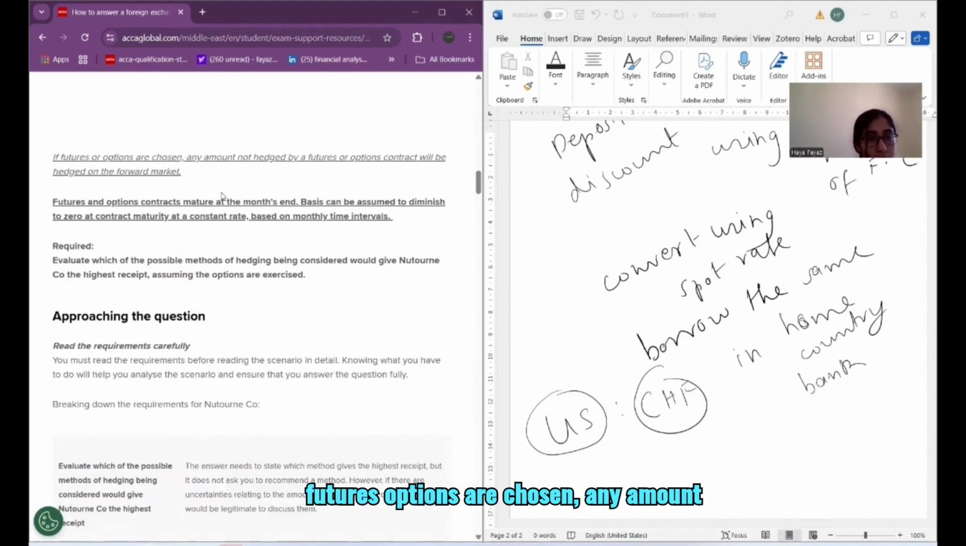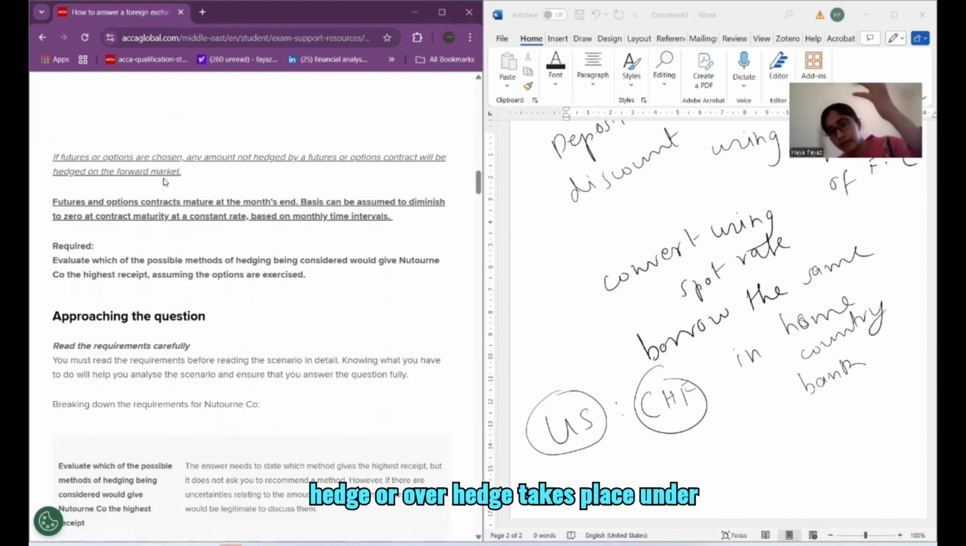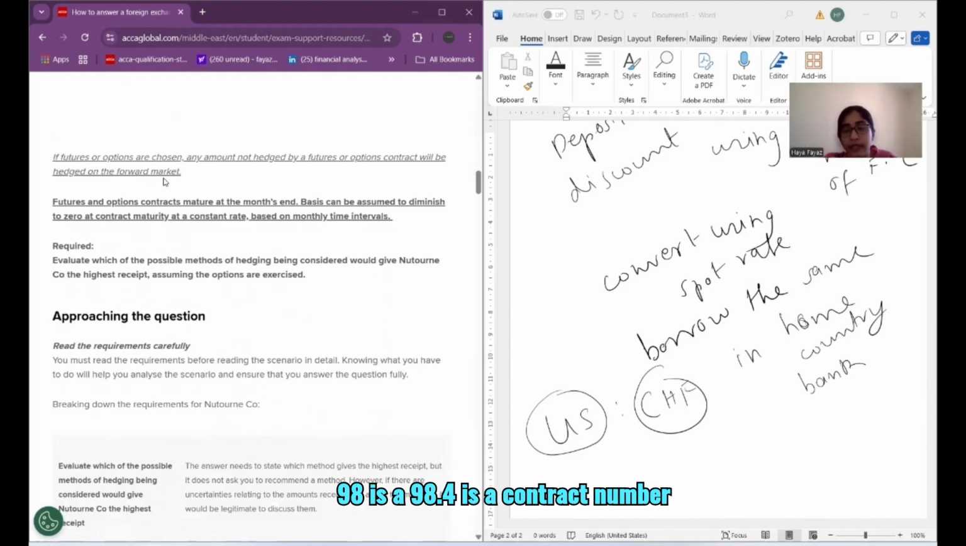So if futures or options are chosen, any amount not hedged by a futures option will be hedged on a forward contract. Sometimes an under hedge or over hedge takes place. In under hedge cases, for example, if 98.4 is the contract number, the 0.4 will be hedged in a forward contract, because of course that represents some amount. And why should we let that go? We will hedge that in some market, right?